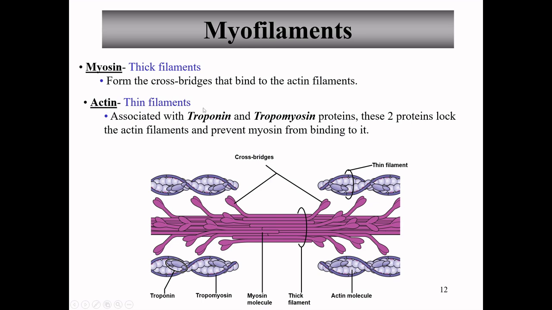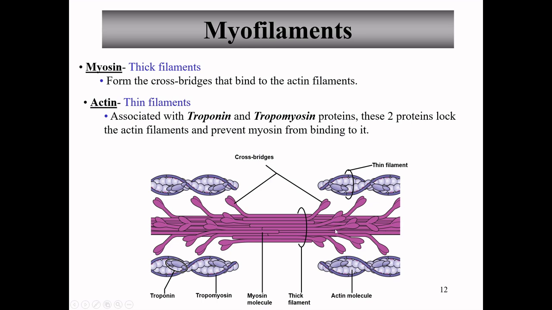The actin, the thin filaments, we've got two proteins that we want to know for actin when it comes to skeletal muscle, because that's what we're talking about. I've got troponin and tropomyosin. Now these proteins lock the actin filaments and prevent myosin from being able to bind to it. So myosin can't form its cross bridges with troponin and tropomyosin in its way.